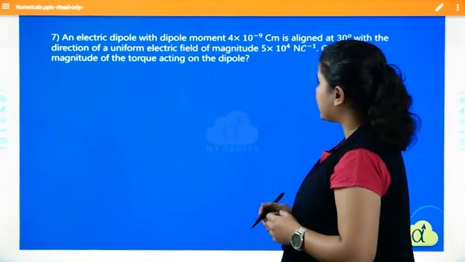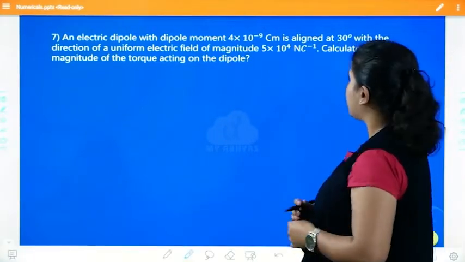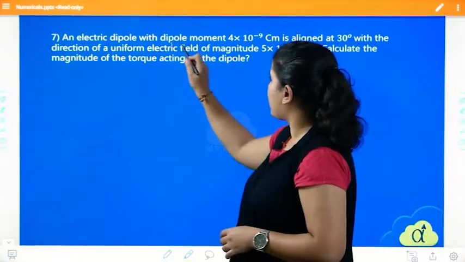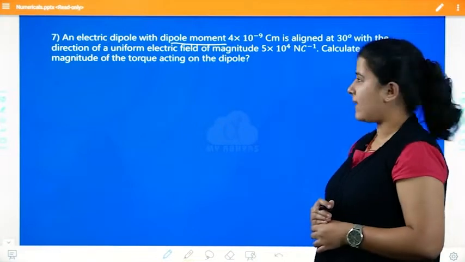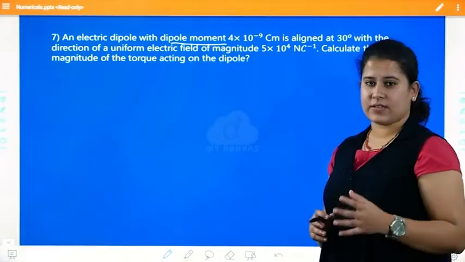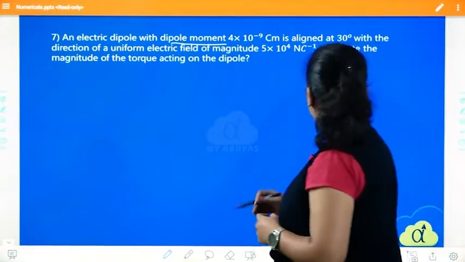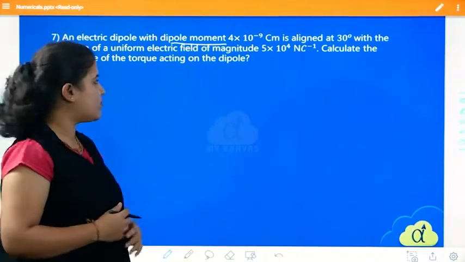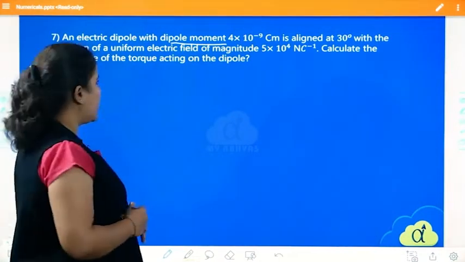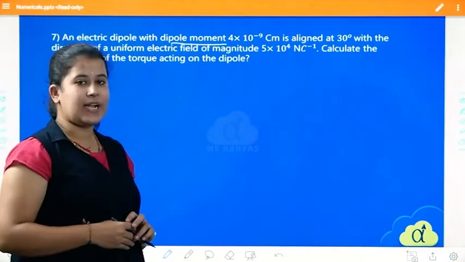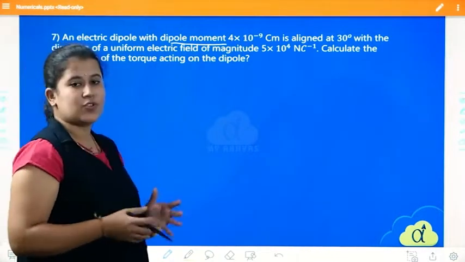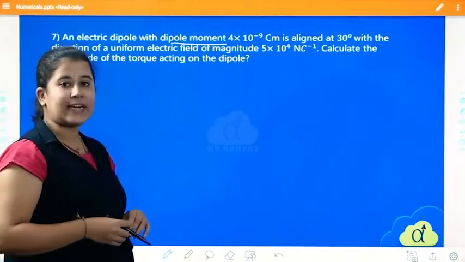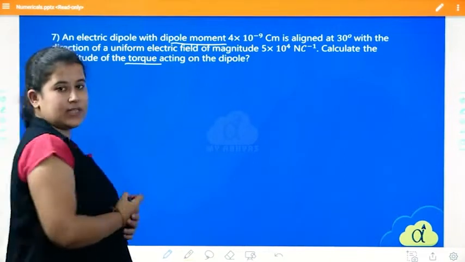There is an electric dipole with dipole moment 4 into 10 raised to minus 9 coulomb meter, aligned at 30 degrees with the direction of a uniform electric field of magnitude 5 into 10 raised to 4 Newton per coulomb. Calculate the magnitude of the torque acting on the dipole. So I have to calculate the torque.